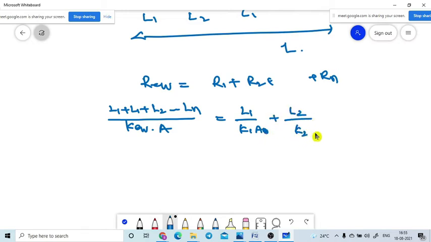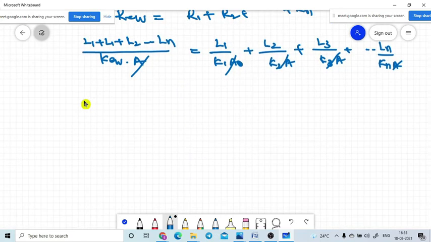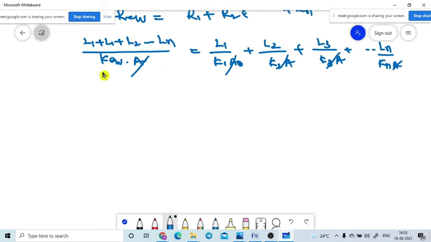L2 by K2 into A plus L3 by K3 into A plus and so on Ln by Kn into A. But A is constant, because we can take it as common, we will remove that one. So what is the K equivalent of our goal? So I am sending this side, that one. So can I write like this? K equivalent is equal to, the total term is coming to the bottom.